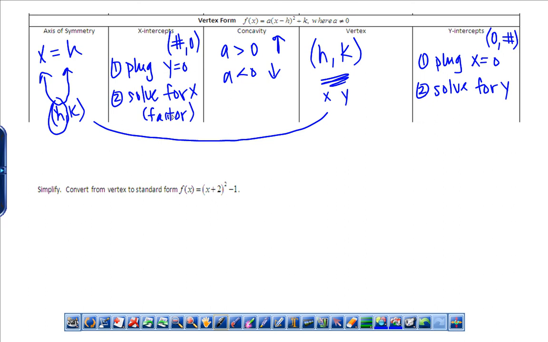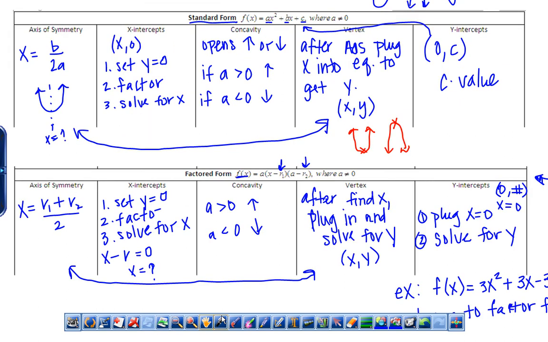I would pause the video and try to simplify this problem, the next problem on the other side. It says to convert from vertex to standard. Now remember, standard is just your ax squared plus bx plus c.